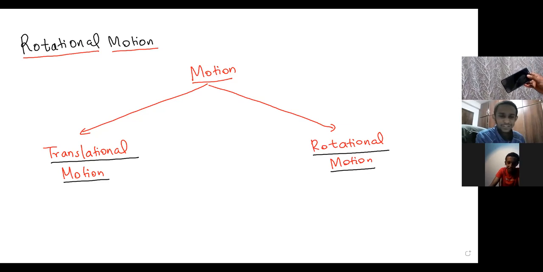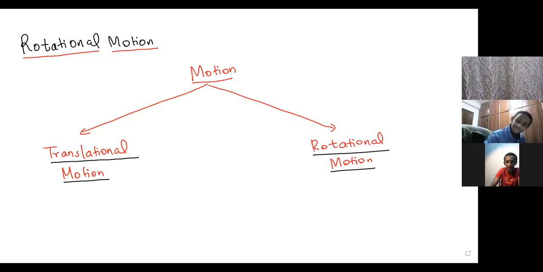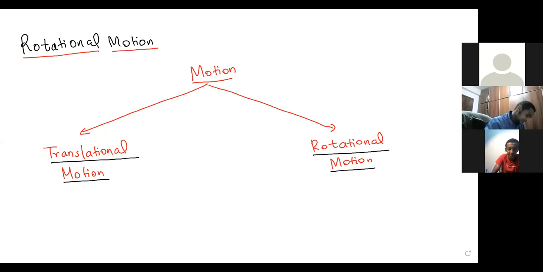Correct. So now you must be a bit confused, right? I'm not able to understand how to find rotational, how to find translational, correct? Okay, great. I will explain this. I will give you a definition of it, and then I think you will be able to understand it. All right? Okay, so let's go for the definition.